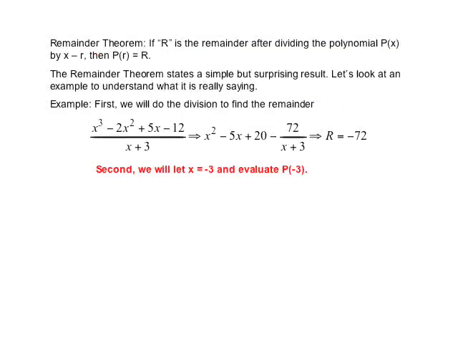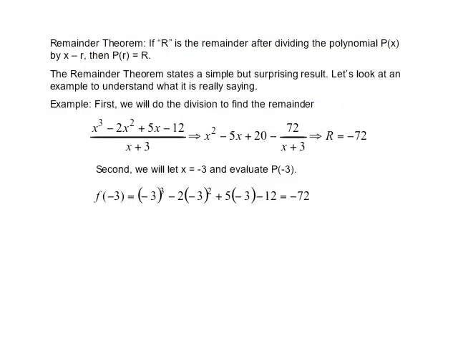Second, we will let x equal negative 3 and evaluate p of negative 3. So now we're taking that little r, which has to be negative, because in the remainder theorem it was x minus r, so x minus a negative 3 would be the x plus 3 we have in this particular case. And now we're going to put that negative 3 into the function. P of negative 3, we evaluate that, and what do we get? Negative 72.